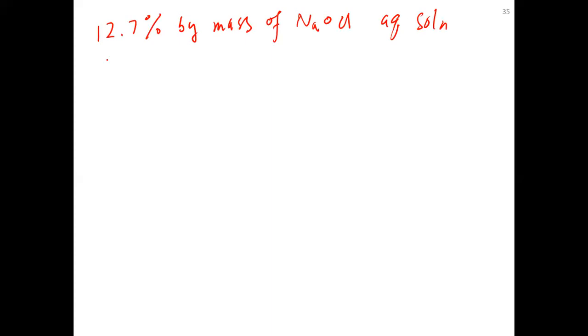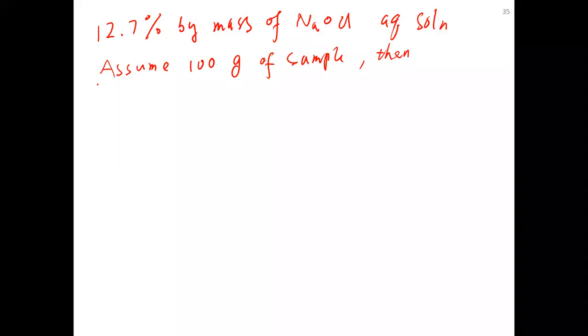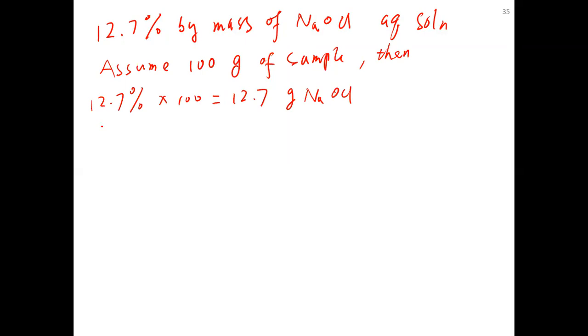so we will start with assuming we have 100 gram of sample. Once we're assuming that, then we can take 12.7% times 100 equals 12.7 gram of NaOCl. And then you just do a subtraction. So 100 gram of sample minus 12.7 gram of NaOCl. So we find out how much the solvent we have. The solvent is H2O.